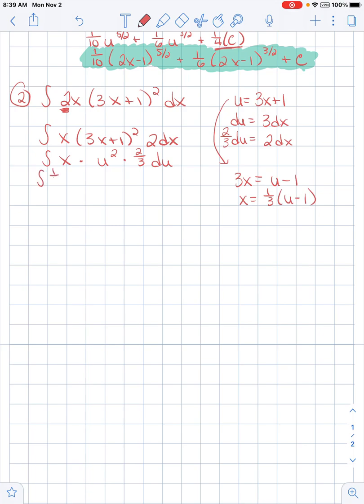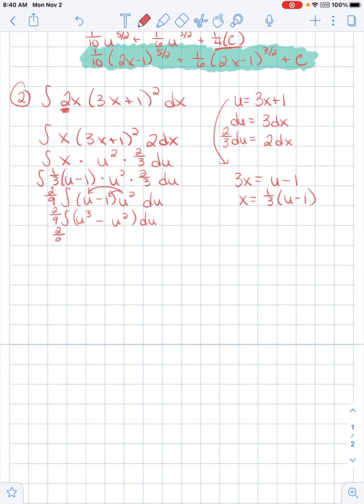If I throw that 1/3 times u minus 1 in for x times u squared times 2/3 du, I'm going to pull those constants out. So 1/3 times 2/3 is 2/9. I'll pull the 2/9 out. And now I've got u minus 1 times u squared du. Can we find the antiderivative with a product? Oh, no, we can't, can we? So let's distribute this u squared in. u cubed minus u squared du.